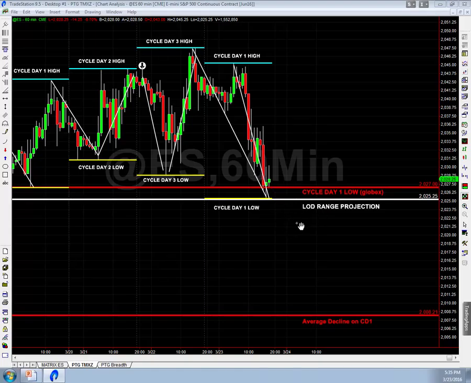But the expectation is once there is a secure low, cleaning out all the sellers, the expectation would be for a rally to begin on cycle day 2. And then there will be projections on how far that rally can take it based upon what the secure cycle low is. Today's low may or may not be the secure low. They may push it a little bit lower, find a lower point from which to have the cycle low point.